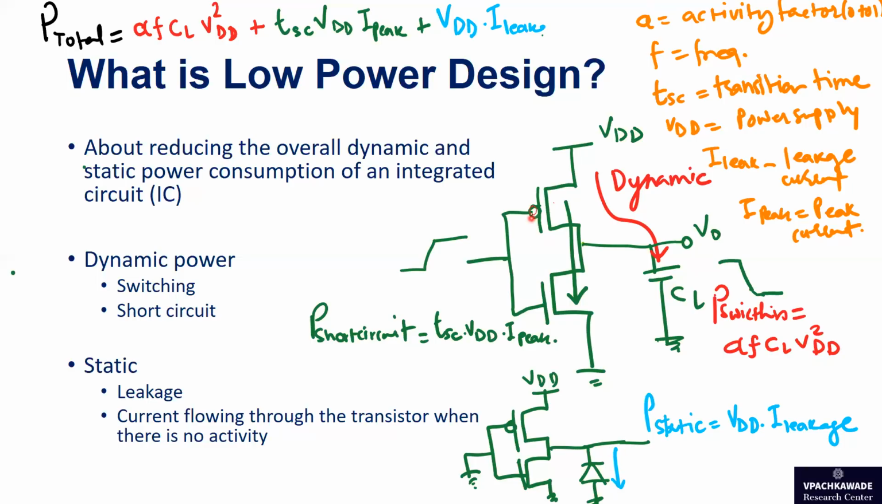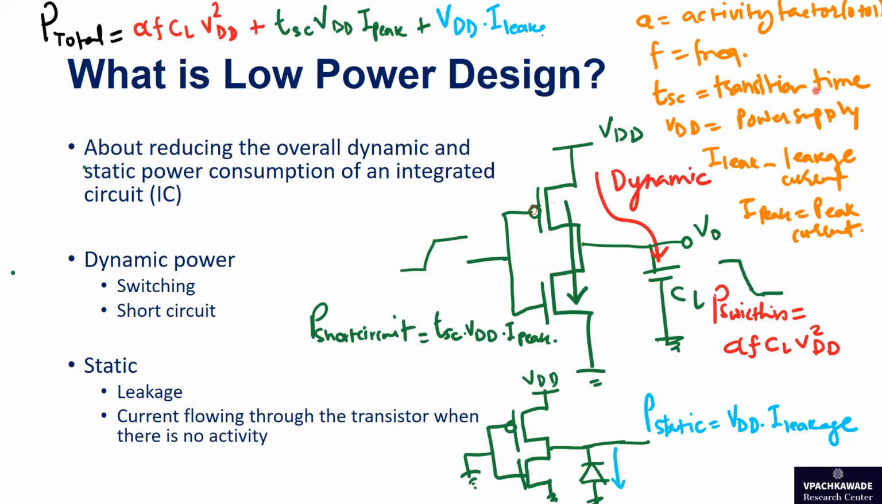Now let us understand what all factors contribute. The first is alpha, which is the activity factor. For example, your circuits inside the IC are going from 0 to 1, making transitions, processing data, etc. F is the frequency, that is the speed of the circuit, how fast your switching is happening.